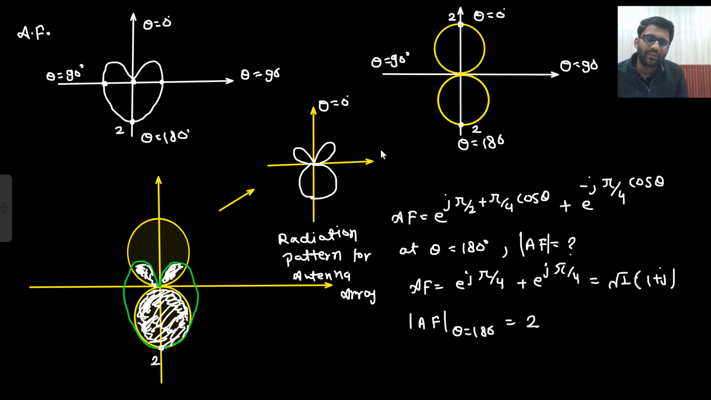This is your theta equals 0 degree. This is 90 degree. And this is 180 degree. Now I hope you must have had enough practice on how to draw these kinds of radiation patterns. Let's solve the GATE PYQs now.